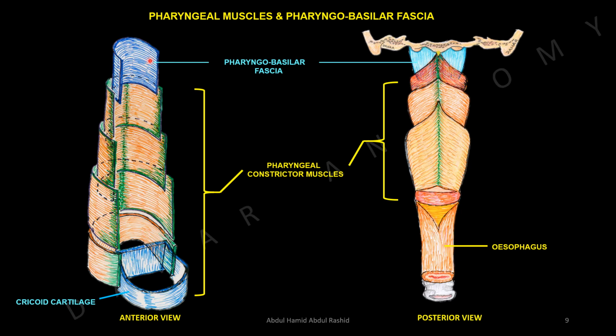Now the pharyngobasilar fascia, the same diagram. We were looking from in front, now we are looking from behind. You can see the raphe here, in green color. This is the pharyngeal tubercle at the base of the skull. So the last cup at the top is our pharyngobasilar fascia, which is attached to the base of the skull. We are going to discuss this now.